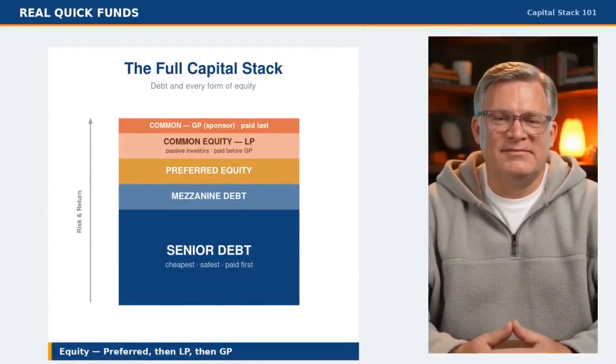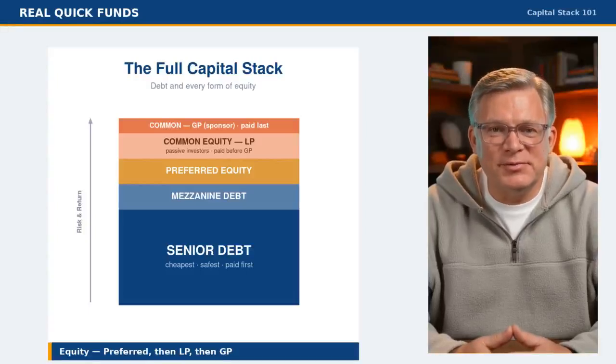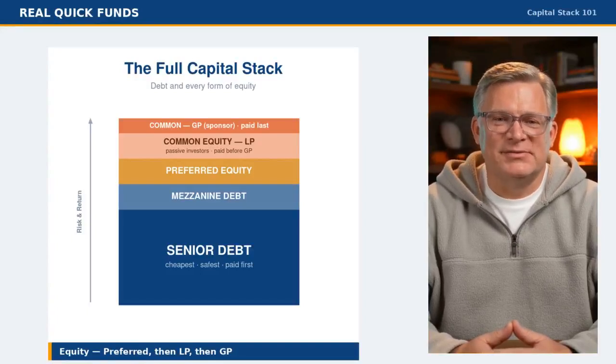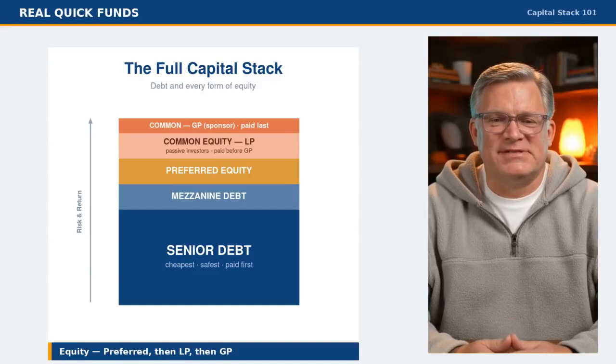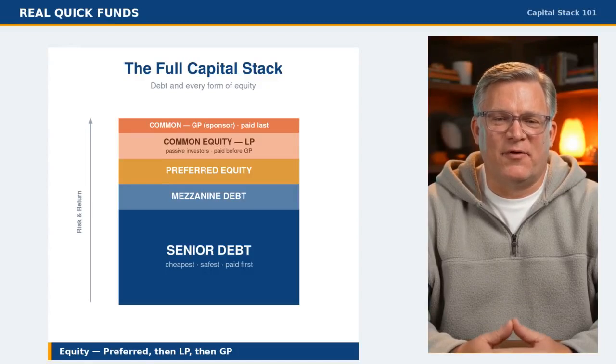Then at the top comes common equity, the true ownership. And this splits into two groups. The limited partners, your LPs, are the passive investors. They bring most of the money, 90 to 99% of the equity, and they get paid back before you do. And right at the very top sits the general partner, the GP, the sponsor. That's you running the deal. The GP gets paid last of everyone, but earns the biggest upside when the deal performs. Last in line, highest reward.